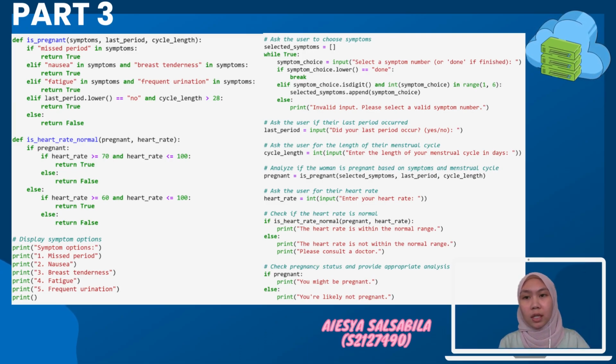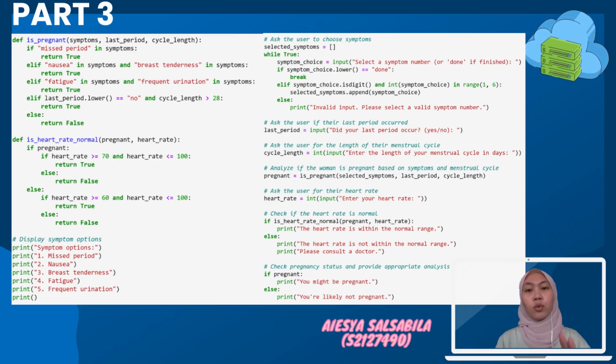So, firstly, the user is asked to choose the symptoms they are experiencing from a list of possible symptoms. By keying in the associated symptom numbers, they can select various symptoms. They can also choose more than one symptom, and once they are done selecting, they need to key in done, and then the code will continue to analyze pregnancy using the chosen symptoms, information about the past period, and also the duration of the menstrual cycle.